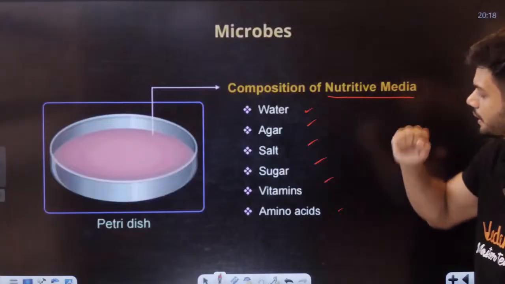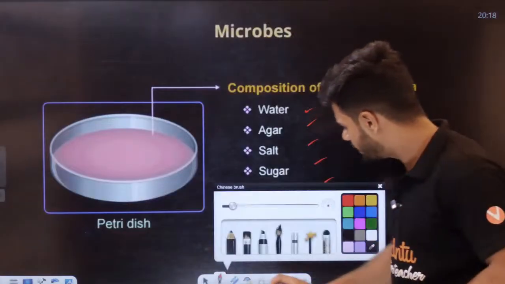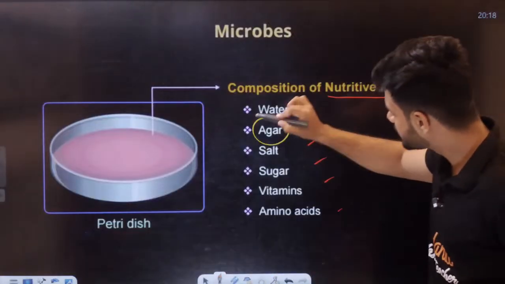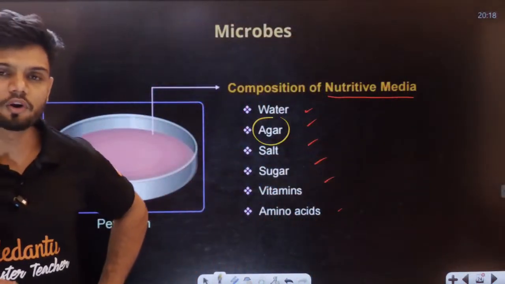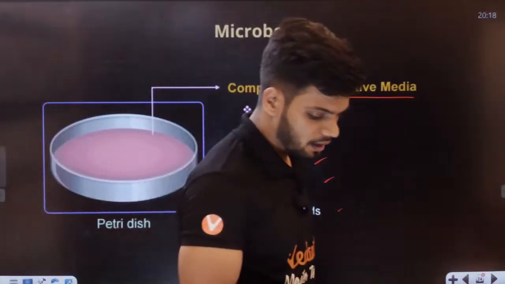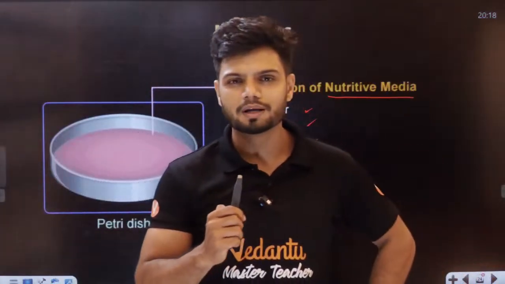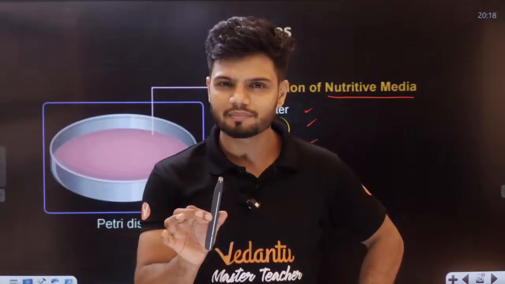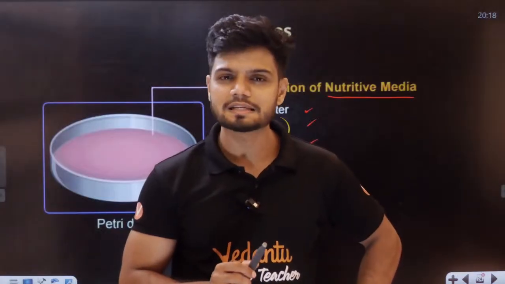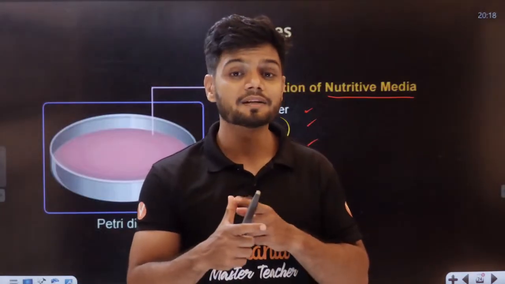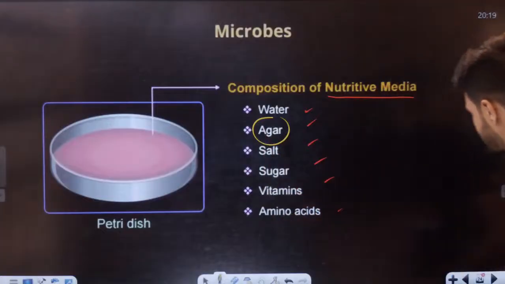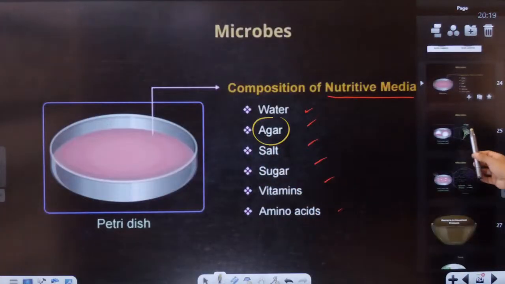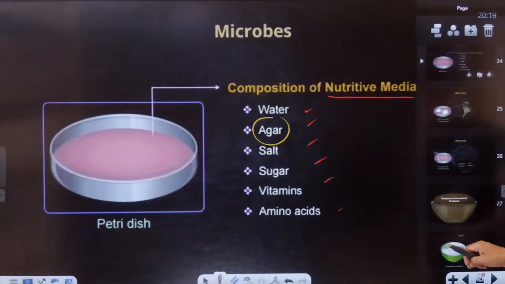Now, students, can anyone tell me where do we get this agar agar from? Anyone who can tell me? Agar agar is obtained from some type of red algae, no? Gracilaria and Gelidium. Very good. From Gracilaria and Gelidium, we get this agar agar. It is a heteropolysaccharide.